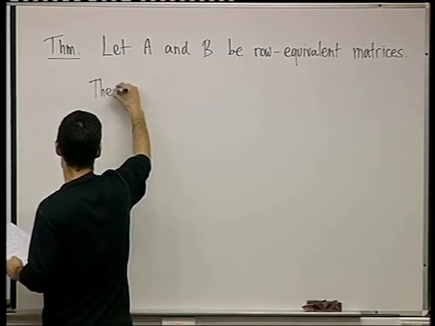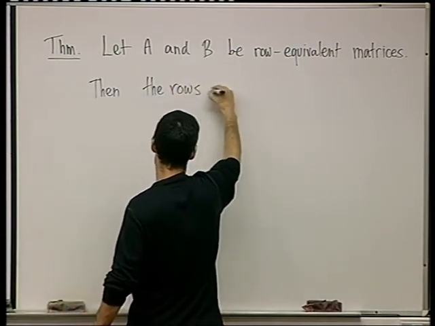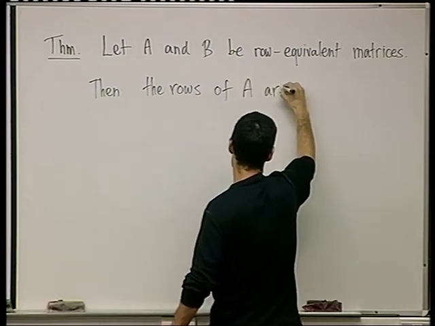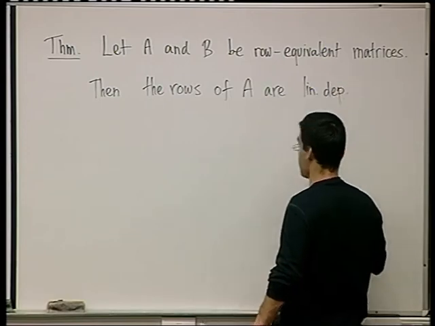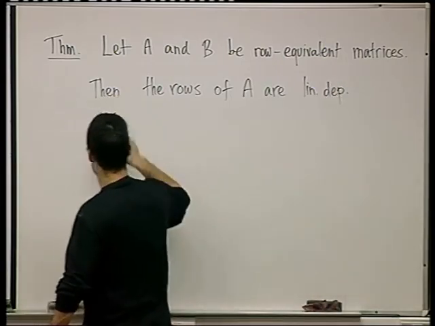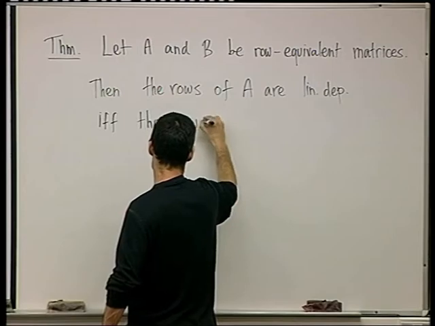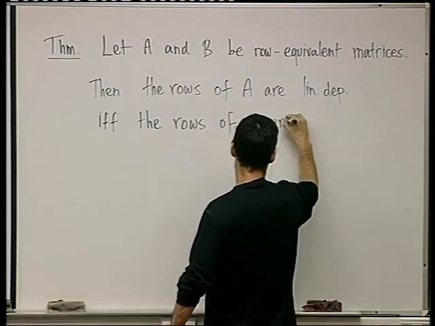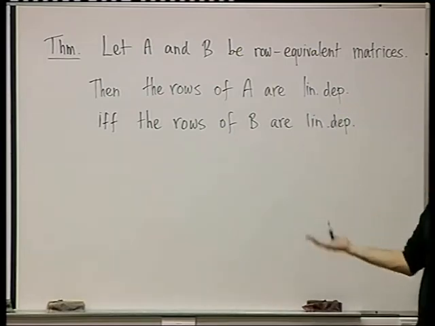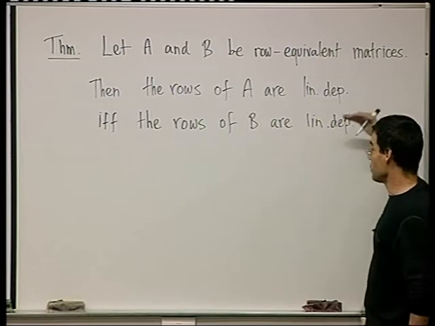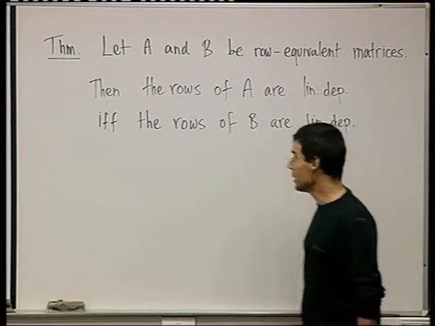Then, the rows of A are linearly dependent if and only if, this is the abbreviation for if and only if, the rows of B are linearly dependent, as vectors. When you take rows of a matrix, they form vectors, right? As vectors, the rows of one are linearly dependent if and only if the rows of the other are linearly dependent. That's the first theorem.